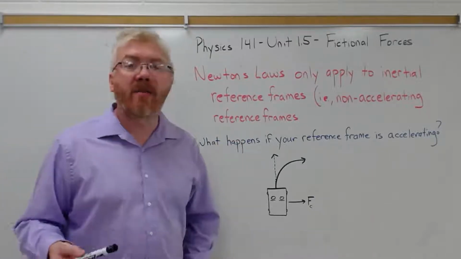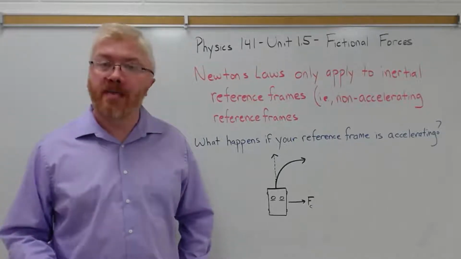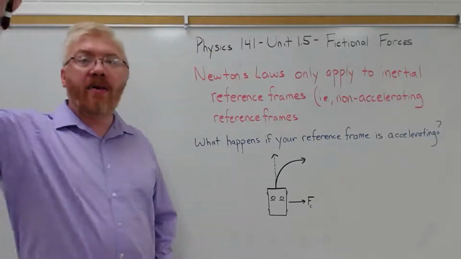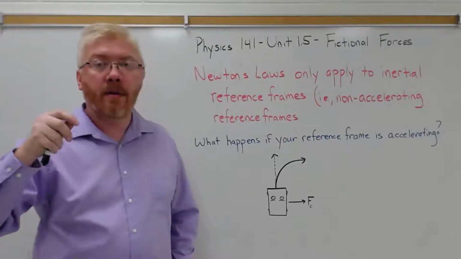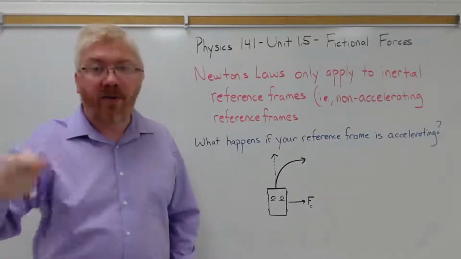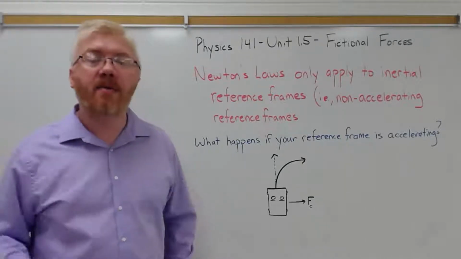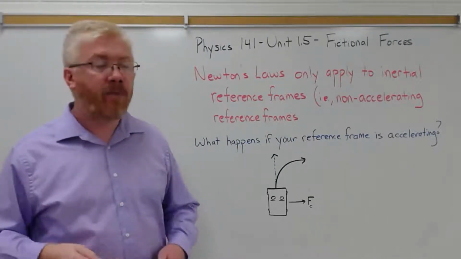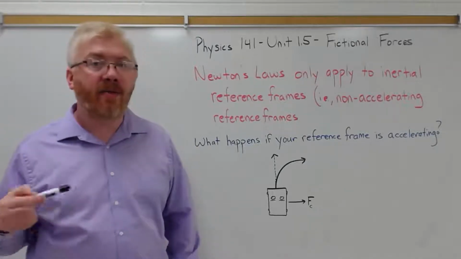So for example, in an elevator that's not moving, if you drop an object, it will fall as you would expect. If an elevator is moving at constant velocity downward or upward, and you drop a ball, it will fall in the same way, with the same acceleration, the same thing you would see in a stationary elevator. But if an elevator is accelerating upward or downward, then different things happen.